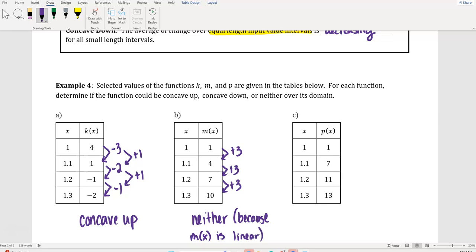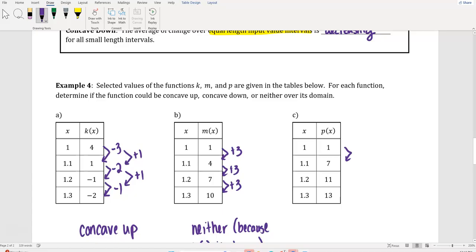And for our last one, from 1 to 7, we go up 6. From 7 to 11, we go up 4. And from 11 to 13, we go up 2.